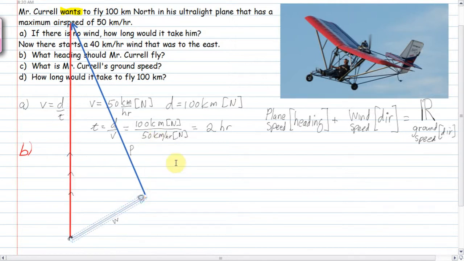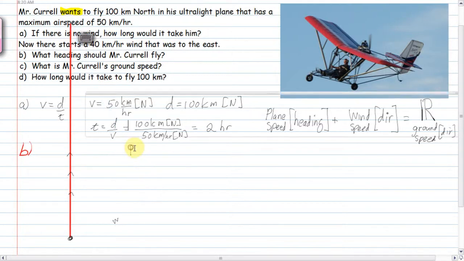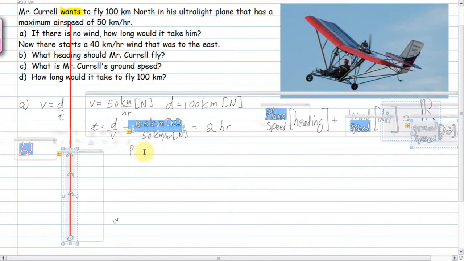Now, this isn't the wind. That isn't the plane, because I was just telling you the theory behind it. We add the plane and the wind together.